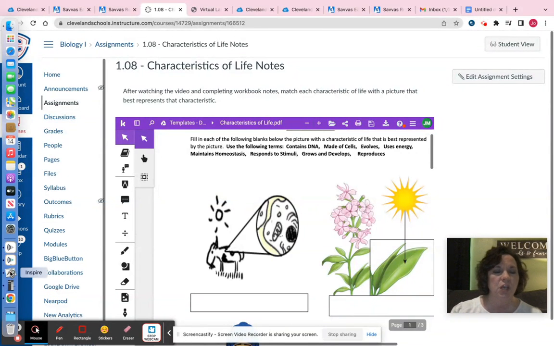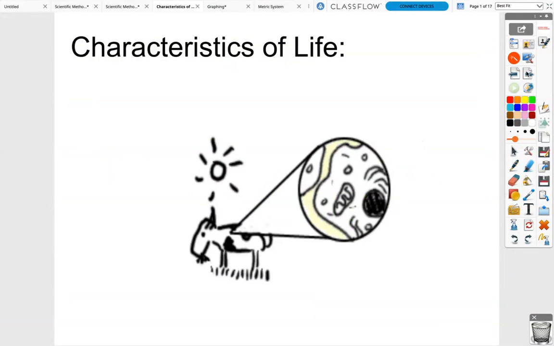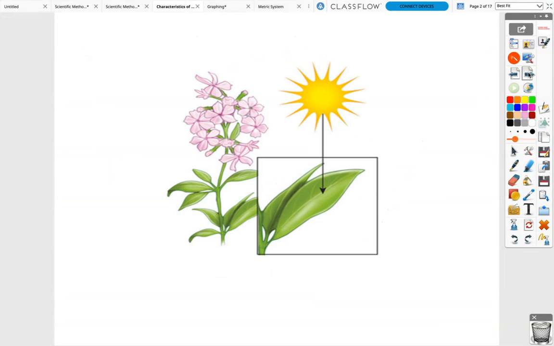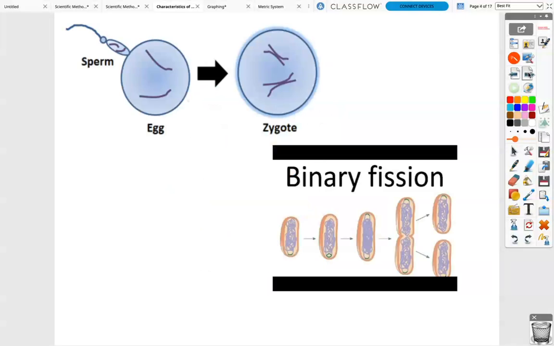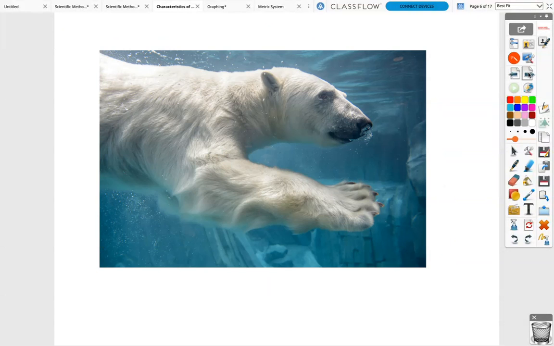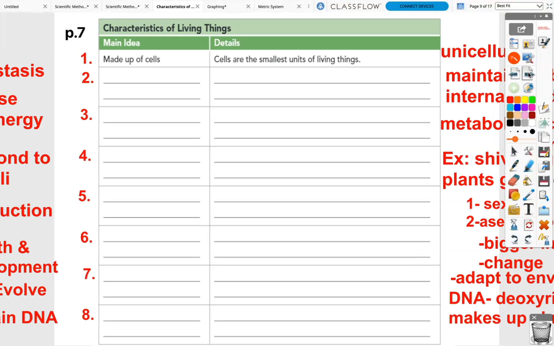I'm going to switch to my other platform now. But we'll go through these characteristics of life in just a second. So on your page, you see all of these different pictures, and we'll come back to those and talk about each one of those. But you are on page 7 on your workbook. Remember, our workbook is an area where we can take notes. So we're going to take notes on page 7 today on characteristics of living things.